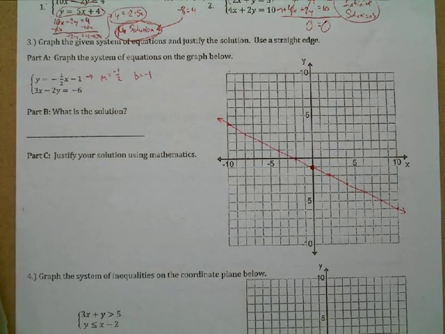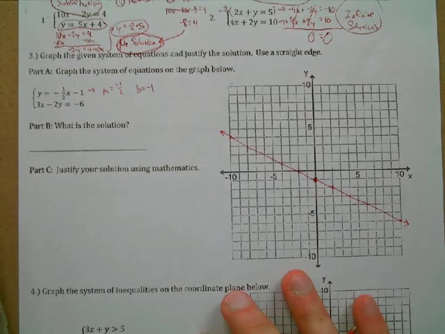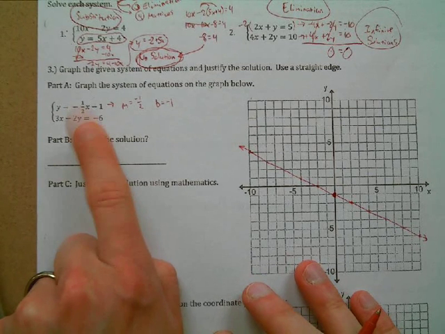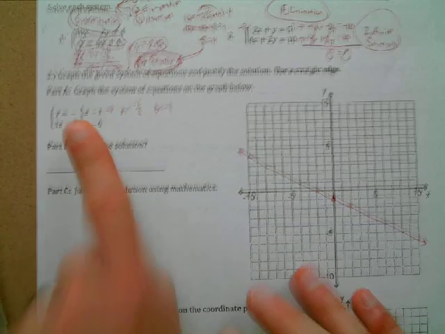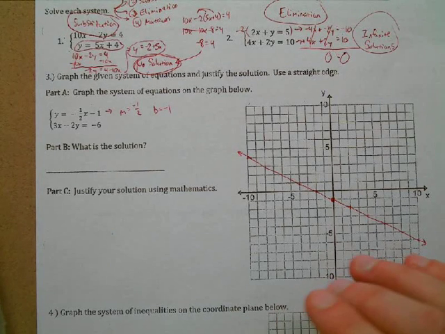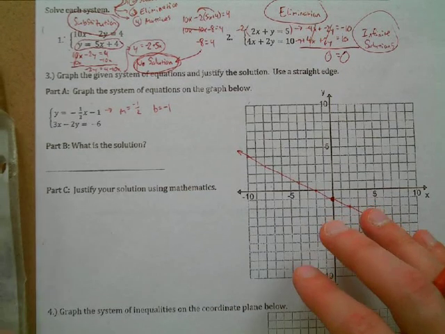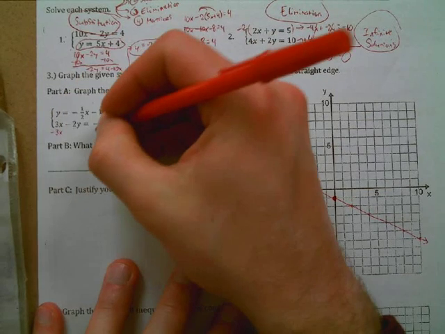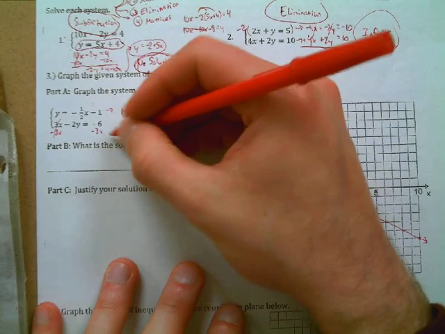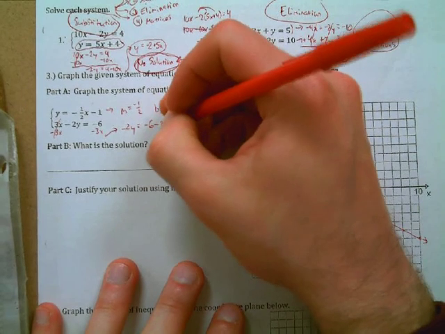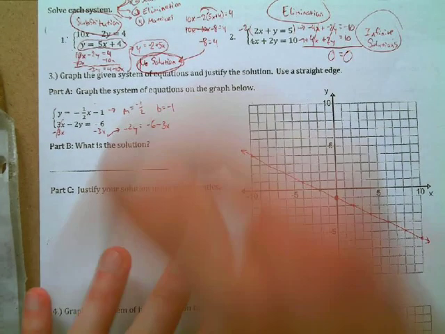Okay, so there's one of our lines. But now we got to graph the second line. Is this second line in a format that we can graph easily? It is not. But what's one thing we could do here? How can we get this in a format we can graph? So subtract 3x on both sides. Minus 3x. Divide everything by -2.